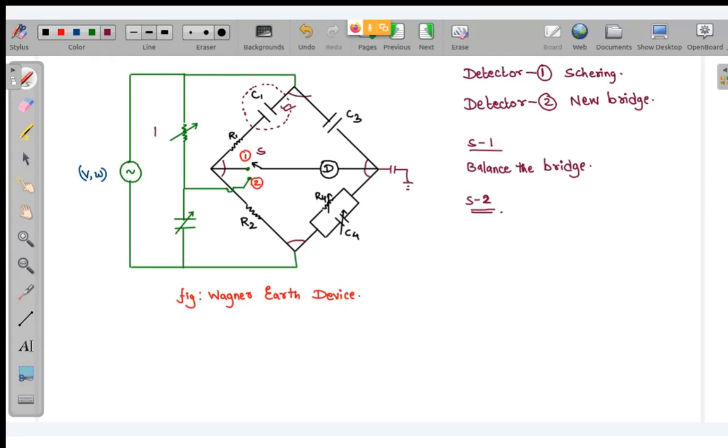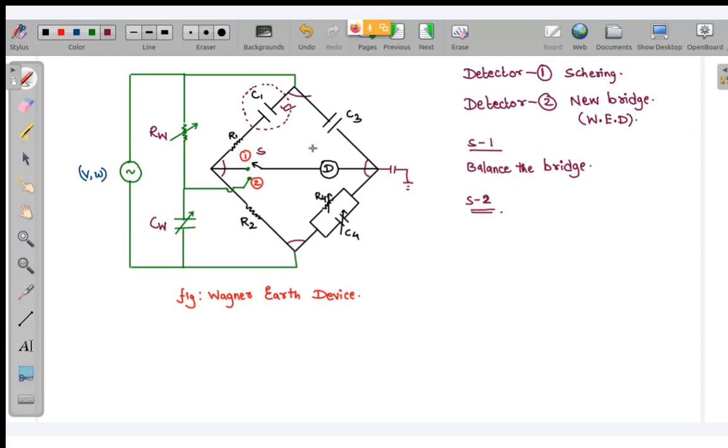The moment I change it to S2, this is RW, it's looking like omega, and this is CW. So what are this RW and CW? The moment I change the switch position to S2, this new bridge is known as the Wagner Earth device. This is known as the Wagner Earth device.